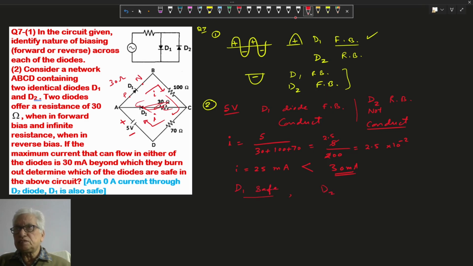And diode D2 is also safe. What is the reason? There is no current flowing here due to the reverse biasing. So both the diodes are safe.